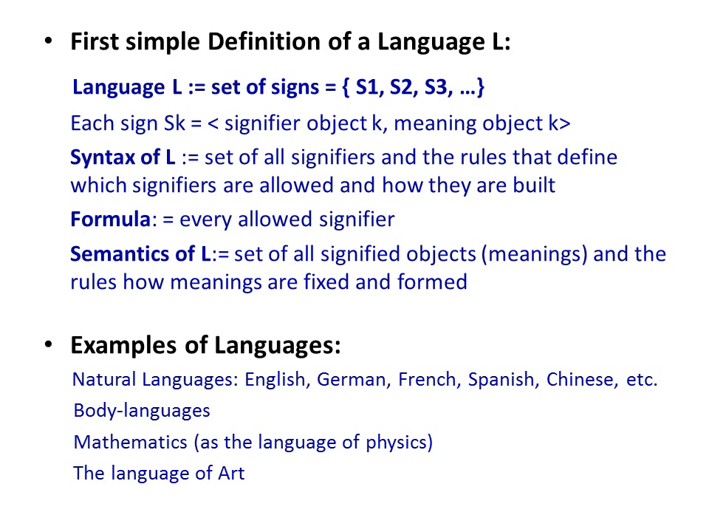A first and primary definition of a language could be simply as a set of signs. A language is a set of signs, each of which consists of an ordered pair of a signifier object and its signified object or meaning object. The set of the signifier objects, together with the rules that define which signifiers are allowed, is usually called the syntax of the language. Every allowed signifier is called a formula of the language. The set of the meaning objects of the language, together with the rules how meanings are built, is normally called the semantics of the language.